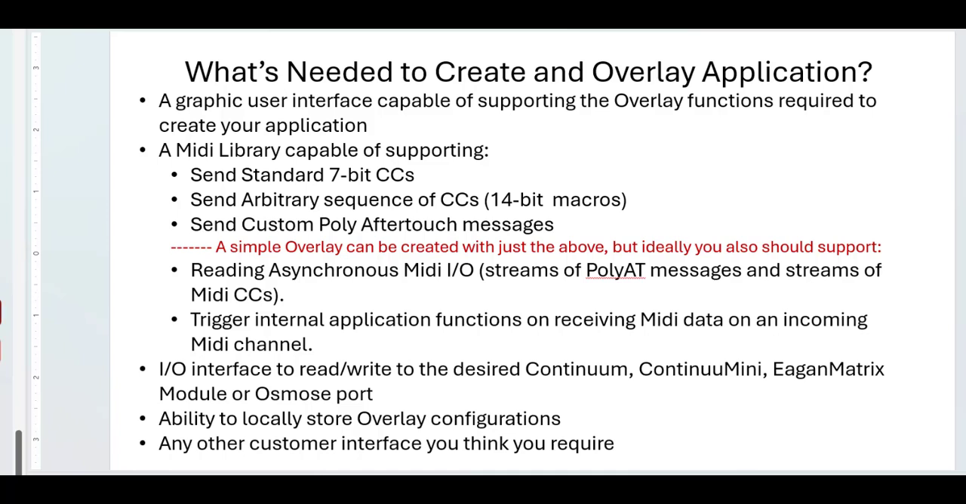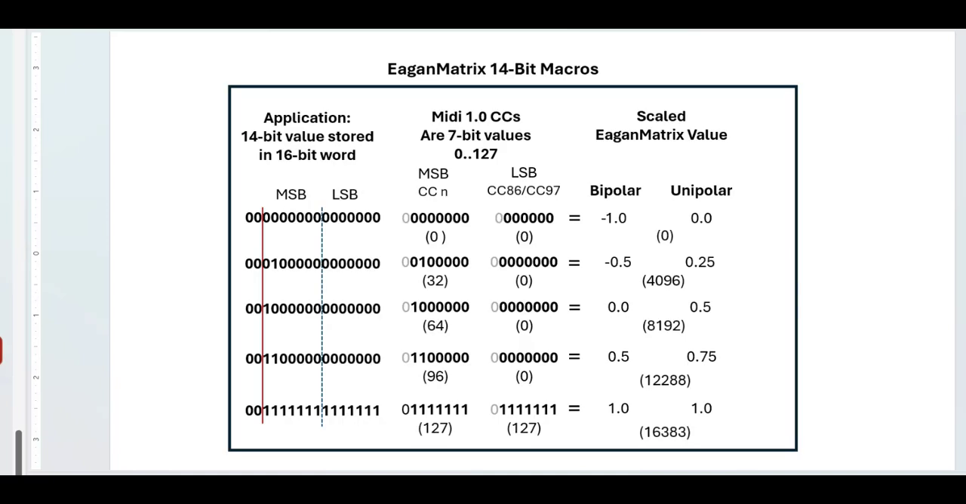Now, the next thing we want to do is just think about what this 14-bit macro means to us. As we said in the last video, depending upon how you interpret this 14-bit value, and a 14-bit value can go from 0 to 16383. Now, depending upon how you interpret that, whether you use a bipolar macro or a unipolar macro, internally in the EaganMatrix, it's going to scale to two different sets of values. For the bipolar, that 0 to 16383 will scale -1 to 1. For the unipolar, that range will scale 0 to 1.